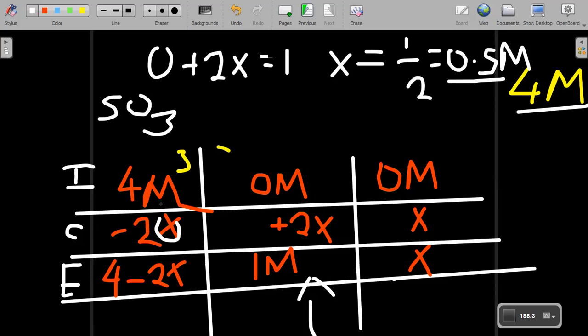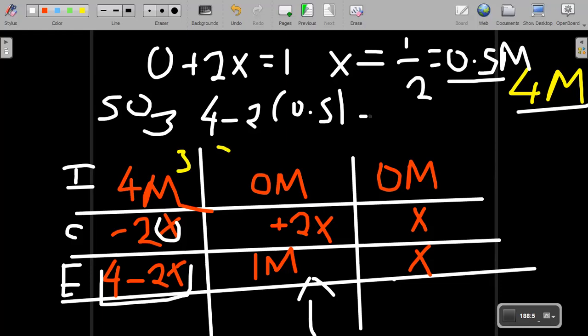Okay, so we can just find the equilibrium concentrations directly by substituting in this last column. 4 minus 2x will give us the equilibrium concentration. So we have 4 minus 2, then our x is 0.5. So 0.5 multiplied by 2 will just be a 1, and 4 minus the 1 will just be 3. So that's the molar concentration for the SO3 at equilibrium. Expect it to be 3 molar.